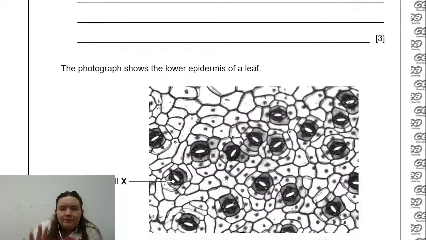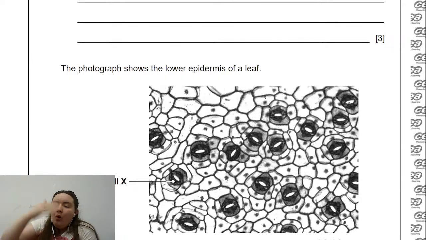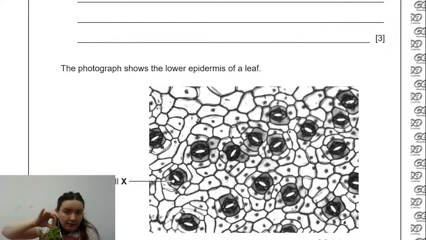Okay, so the photograph shows the lower epidermis of a leaf. Normally when we look at our diagrams of leaves, what we see is a cross-sectional area. So they're cutting through it and we're seeing that slice in half. This photograph, on the other hand, is actually not of a leaf cut in half and looking at the top and the bottom, but rather just looking at the bottom of it and how the bottom of it looks.